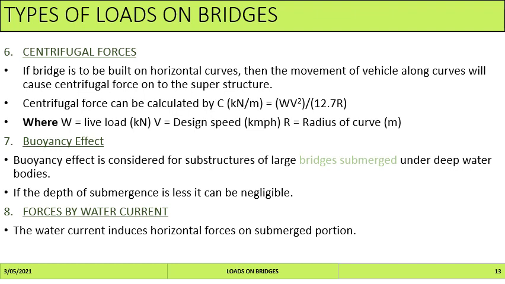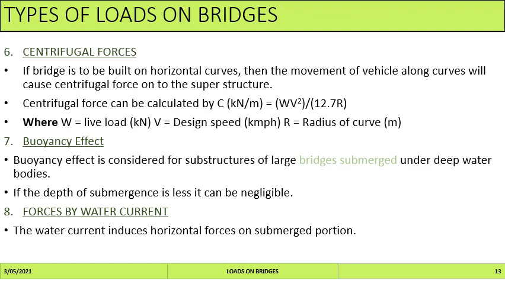Sixth one is centrifugal force. When the bridge is built on a horizontal curve, the movement of vehicles along the curve will cause centrifugal force, and it can be calculated by the equation C equals W V squared by 12.7 into R. R is the radius of curve and V is the design speed.